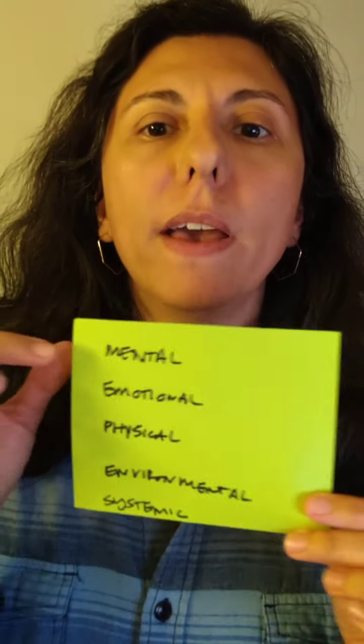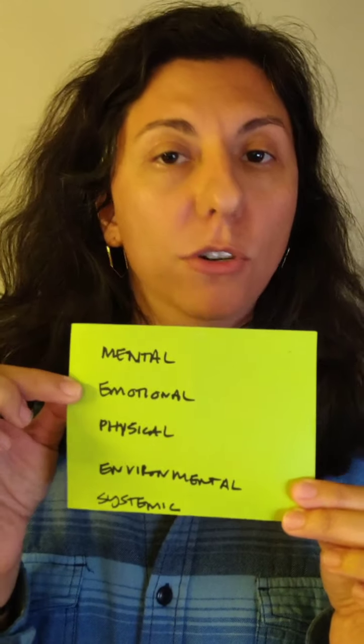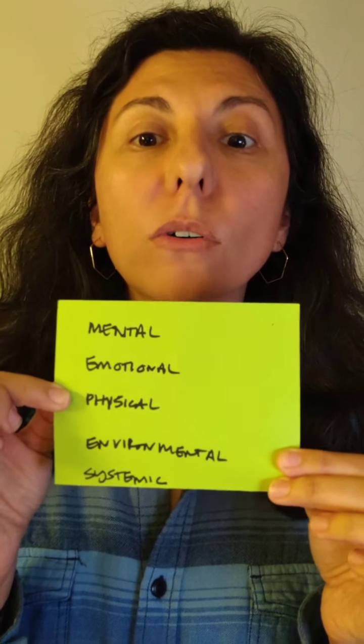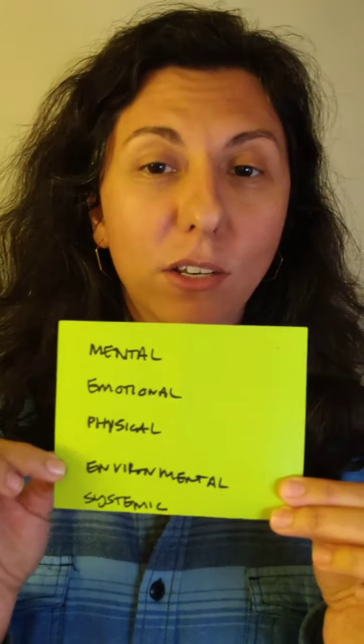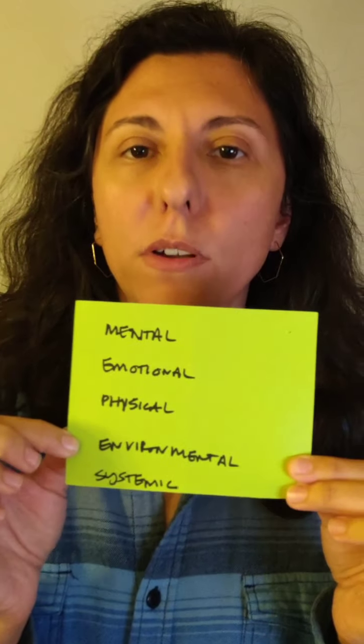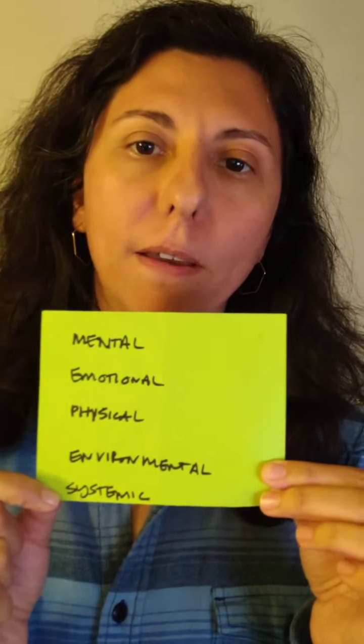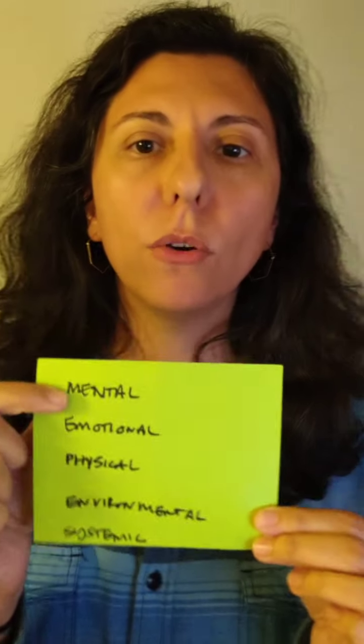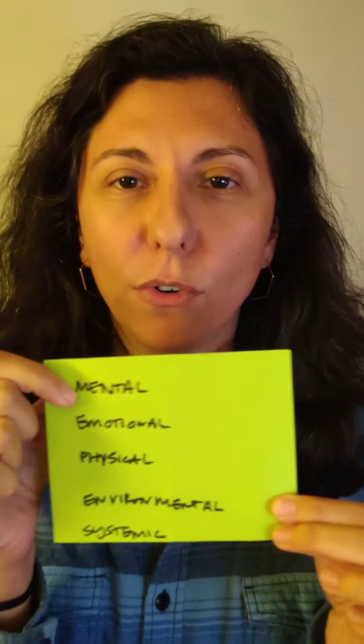Okay? All right, so what are some ways that friction shows up? Well, we have mental, emotional, physical, environmental, which is the example I just gave, and then systemic. All right, so let's go over mental for right now.